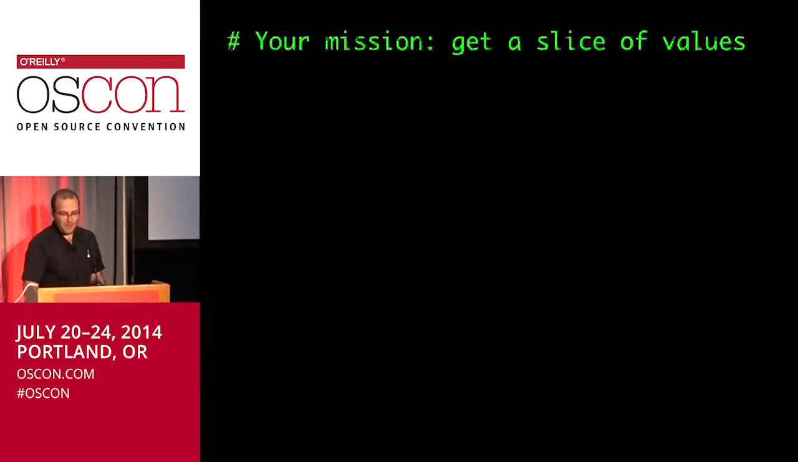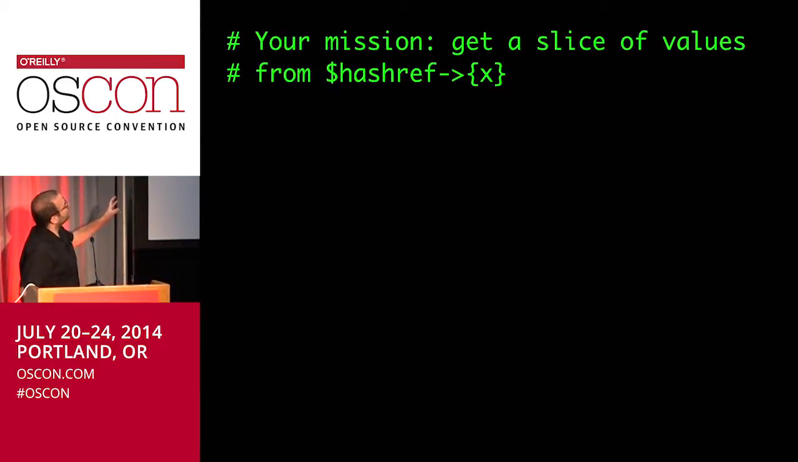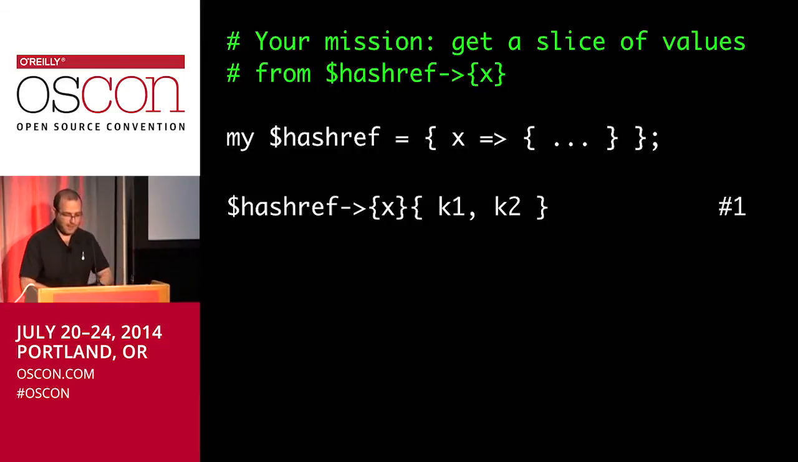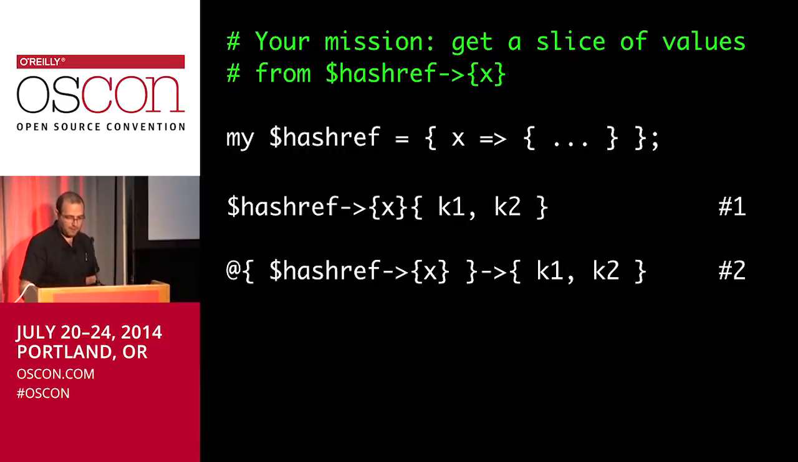Here's your mission, everybody. You've got a hash ref in a hash ref, and you want to get a slice of its values. So there's your input, and you want to pull out a slice of the values out of the hash ref stored at X. What does it look like? Here's my first try. I write this. It didn't work. I got undef. I'll try again. How about this? No, now I get an exception because something's not an array ref.